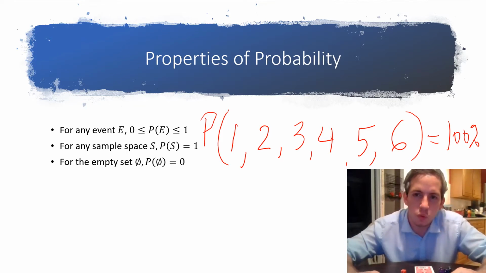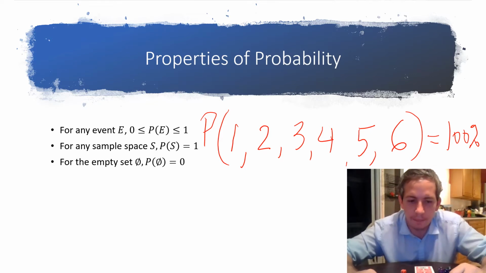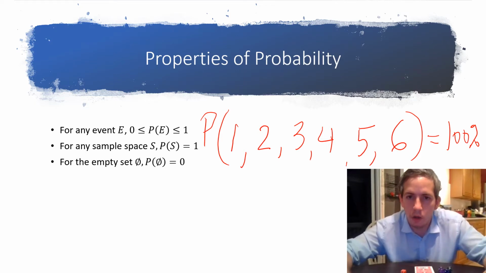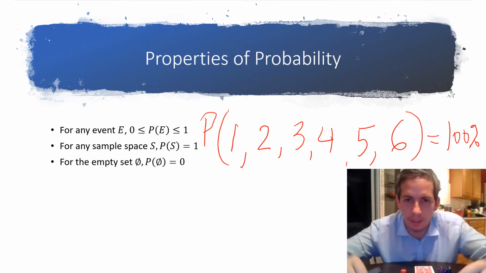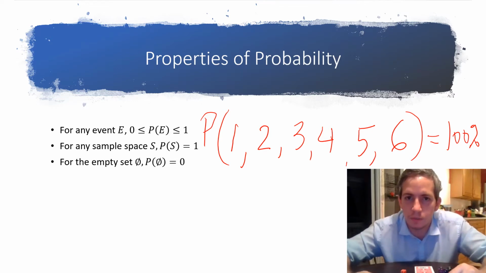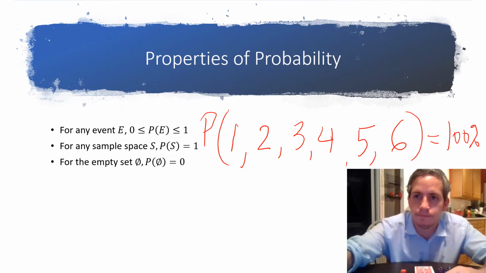For the empty set, the probability that that happens is 0. Now this seems really strange that we would even bring this up. But the empty set is that I roll and nothing happens. Well, something does happen. I rolled a 1. What's the probability that I didn't roll something on the list of 1, 2, 3, 4, 5, or 6 when I rolled? There is a 0% chance that that occurs.